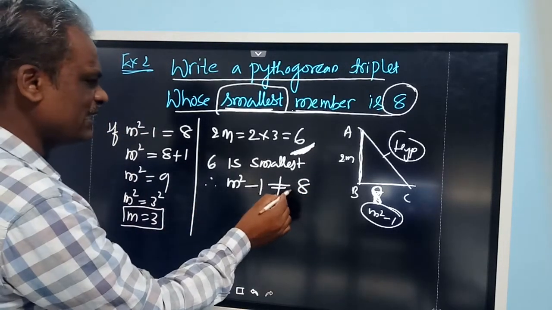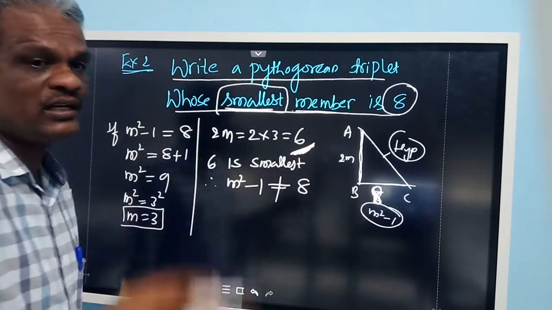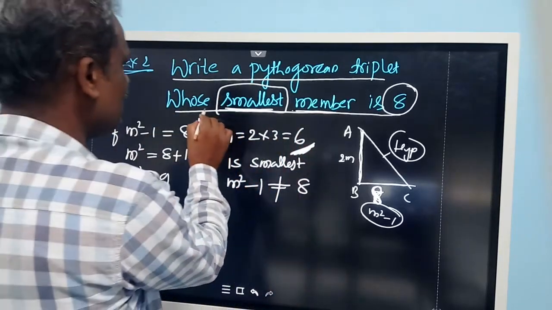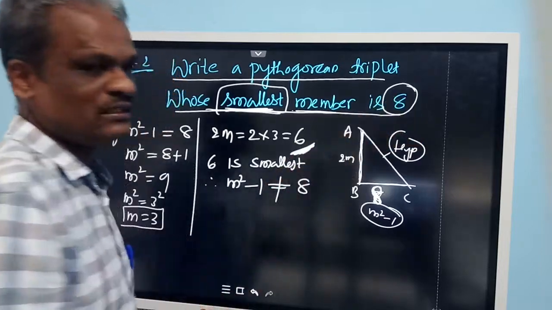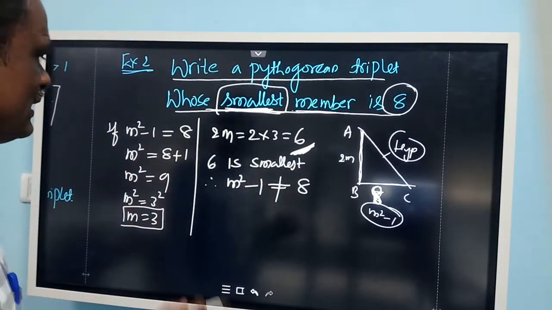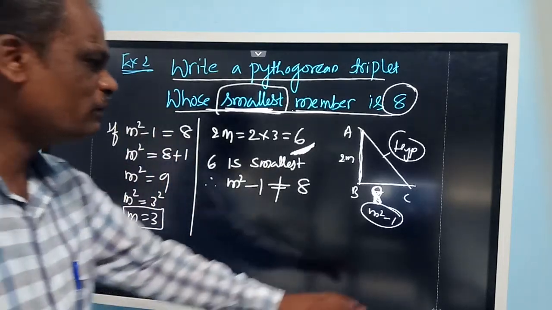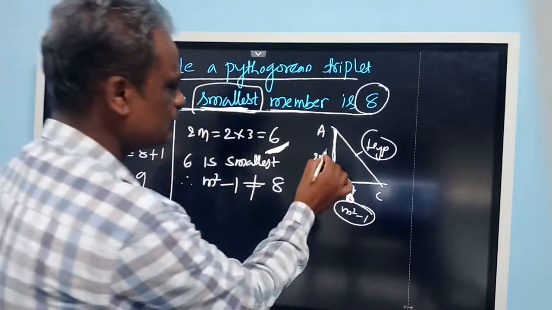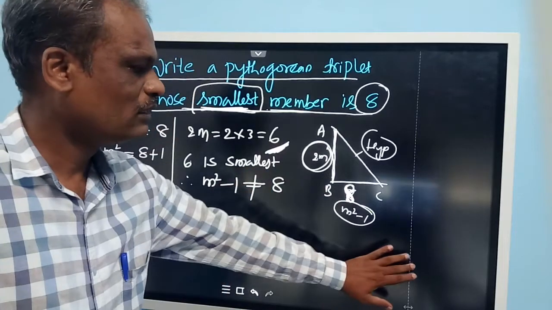Because if I take this as 8, then you are getting a still smaller number. But in the question they are telling the smallest number is 8. So therefore our assumption that m square minus 1 is equal to 8 is wrong. Then what should be the other number? 8 should be equal to, then this must be the 8.